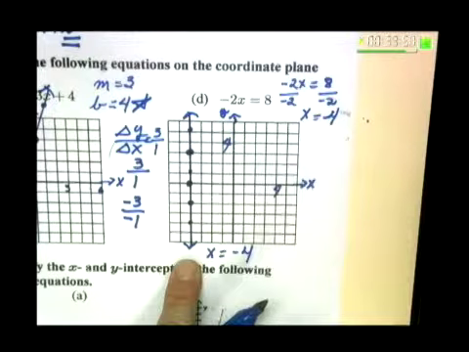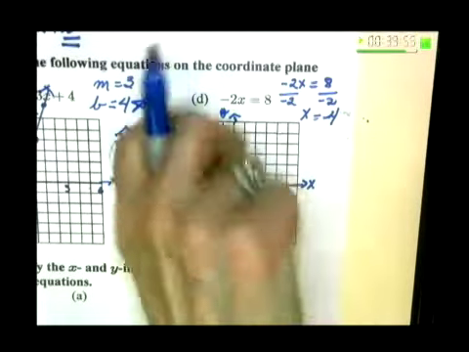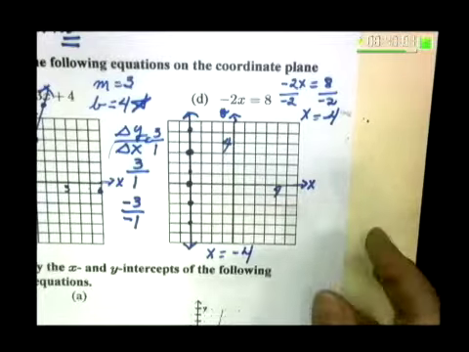Okay? So you just say, oh, x is negative 4. What does it make sense for? All of the x's are negative 4. That's all there is to it. Okay?